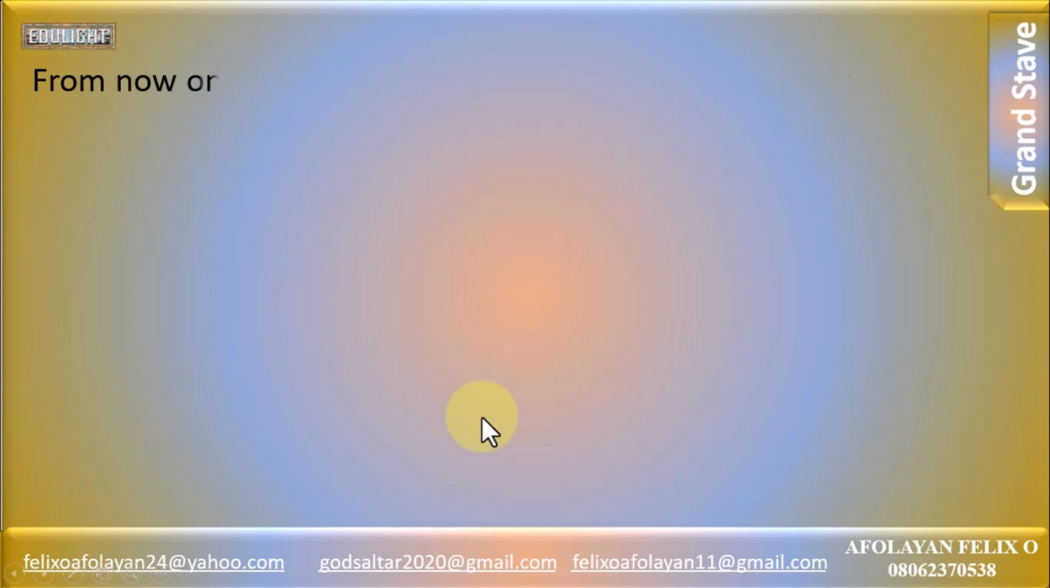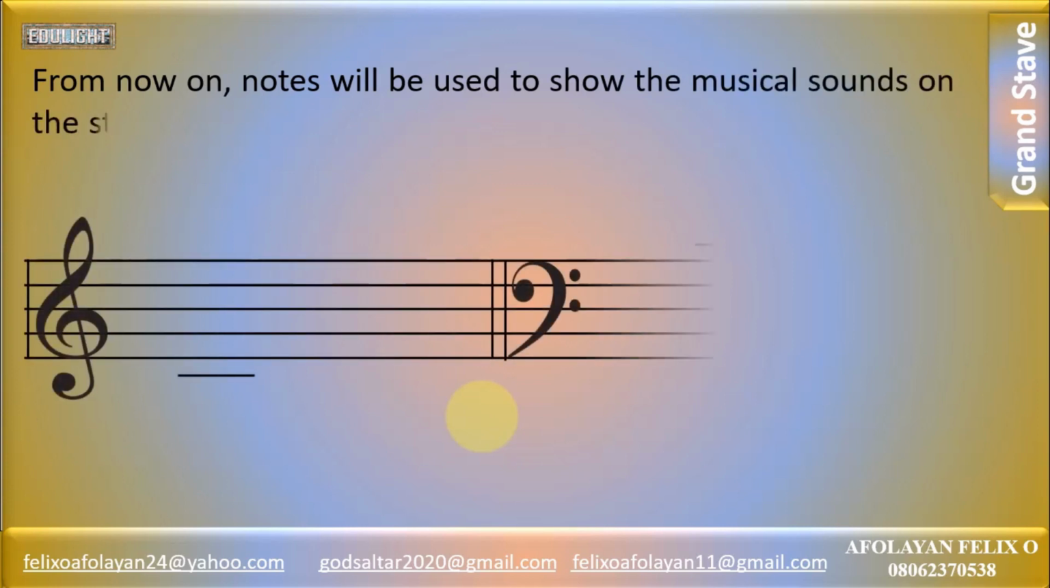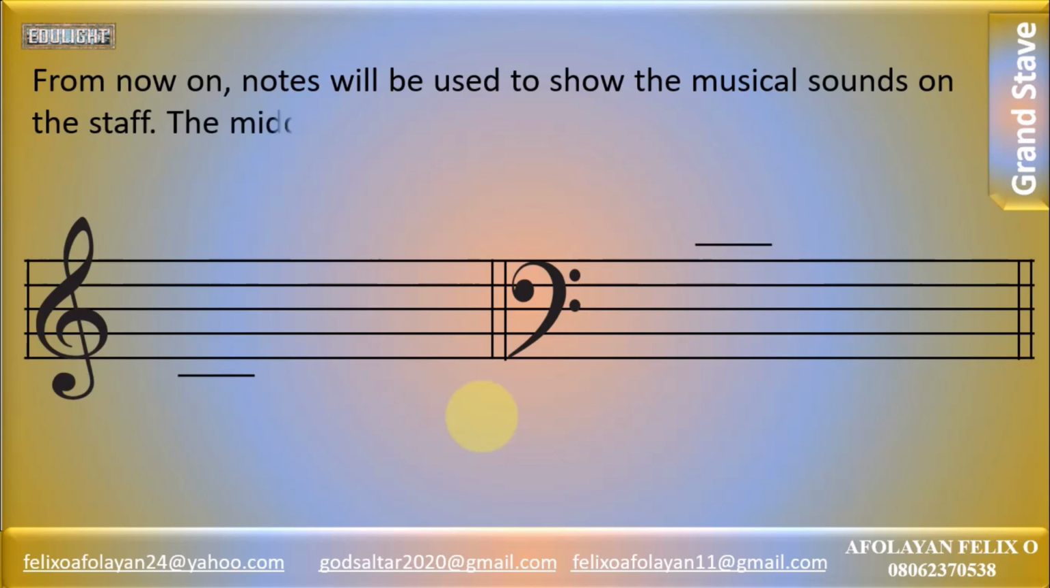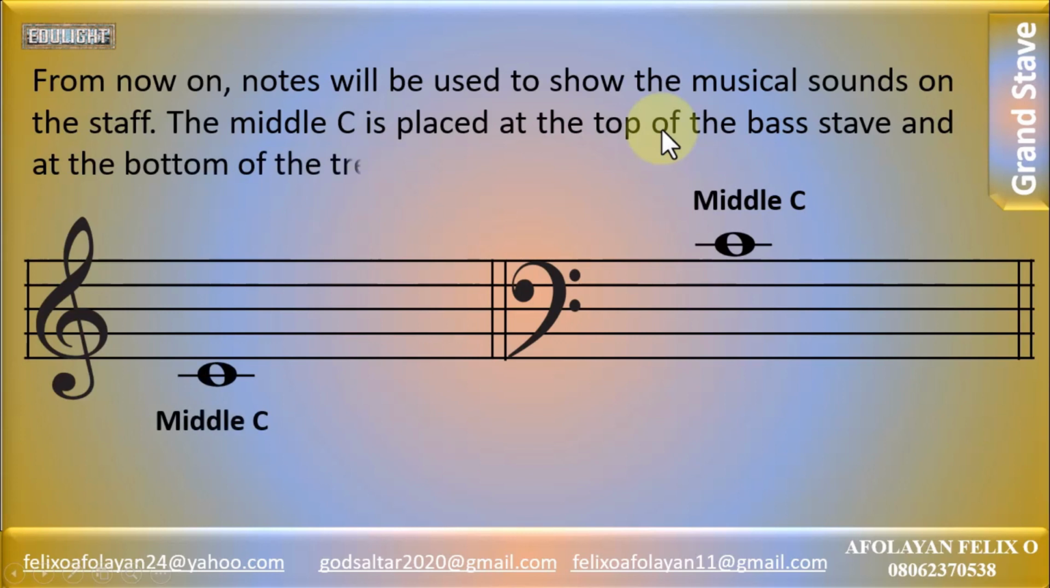From now on, notes will be used to show the musical sound on the staff. Remember the staff: 5 lines, 4 spaces. Middle C is placed at the top of the bass staff, and at the bottom of the treble staff. That one is clear.